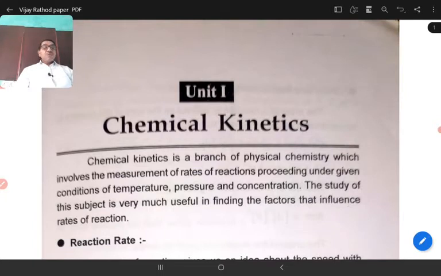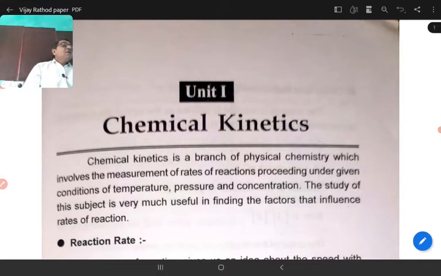Now coming to section A, physical chemistry, we are looking at the first topic, that is chemical kinetics. For this topic, I had already sent you the PDF file for your reading. In this topic, we are learning chemical kinetics step by step in different lecture series parts.